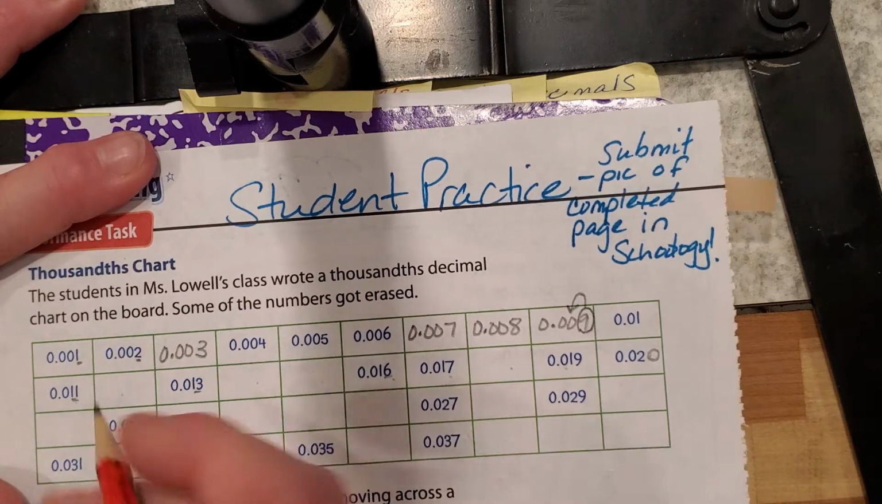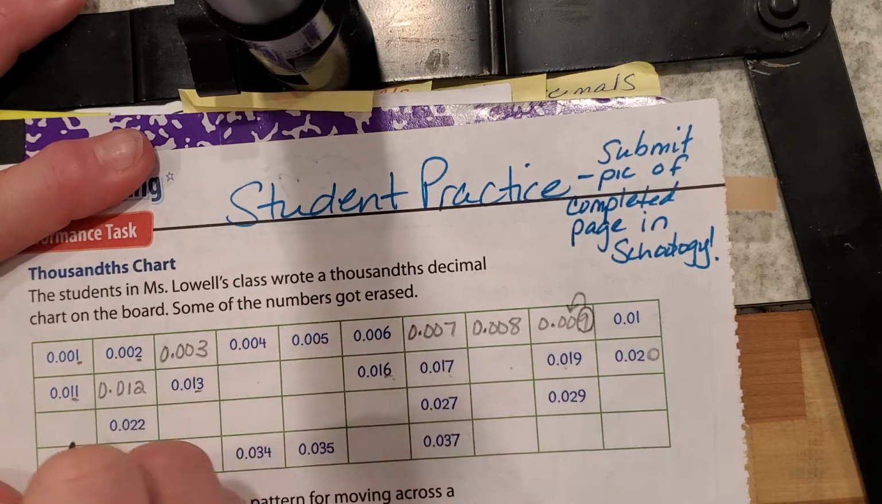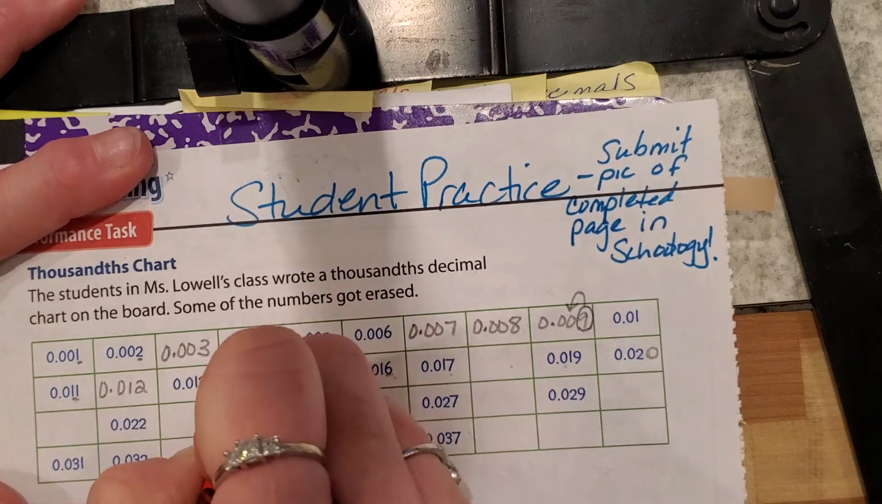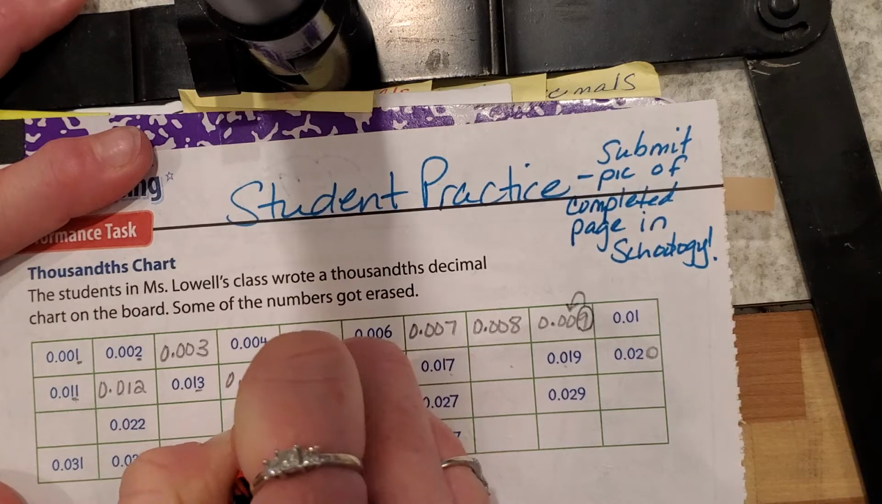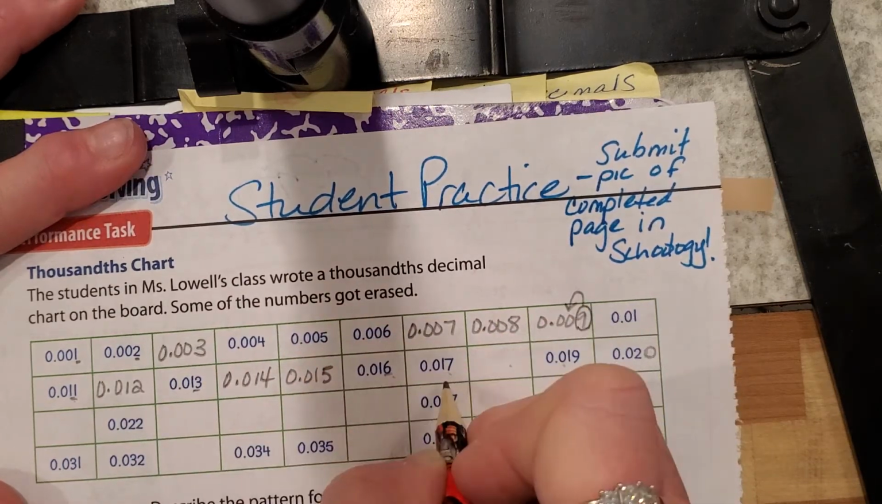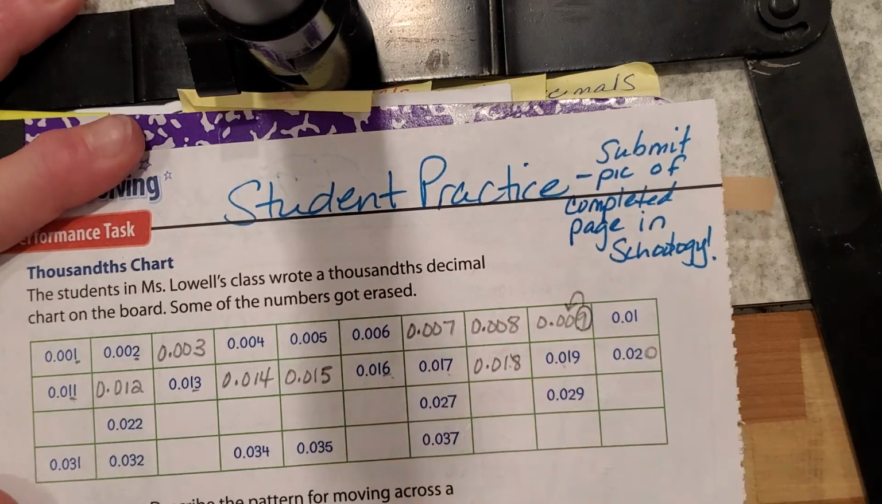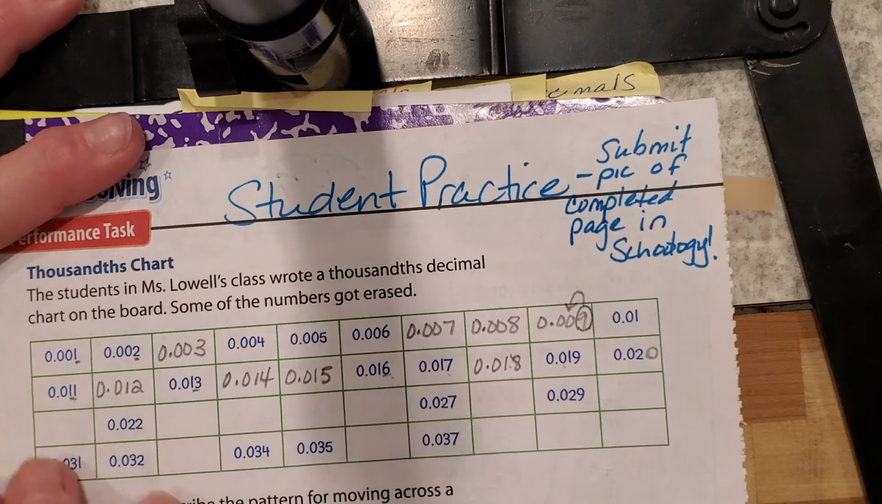1 thousandth each time. So this would be 0.012, 0.013, 0.014, 0.015, 16, 17, 0.018, 19, 20. Let's look at the next one.